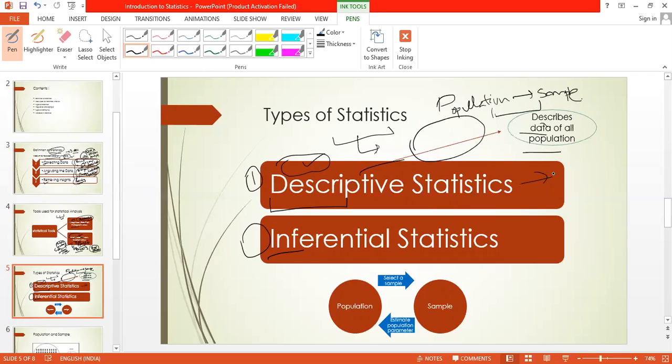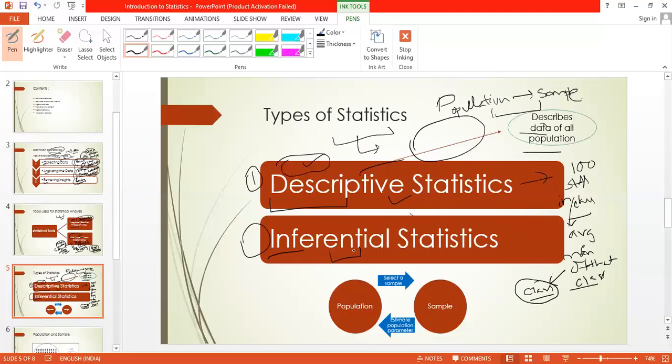For example, let's say there are 100 students in a class, and the teacher wants to analyze what is the average or mean marks of that class. In order to analyze this mean mark, the data the teacher needs is the data of the complete class, right? The teacher needs the data of the complete class. So that is the example of descriptive statistics.